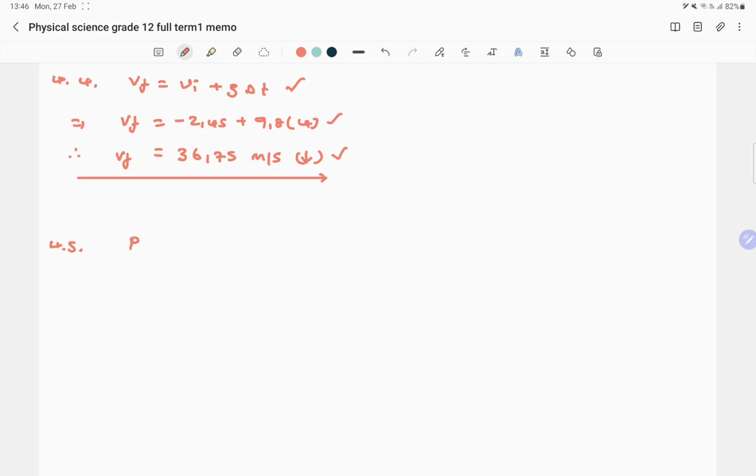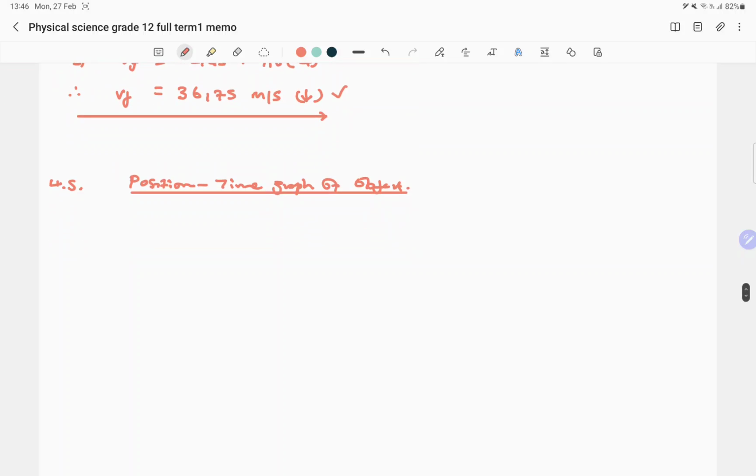Okay, by the way, we start by naming. This is the position-time graph of the object. Remember, they already dictated the direction here, so you don't forget to correct for that. So remember, a position-time graph is always going to be like a velocity-time graph. It has both negative and positive components because that is the story.